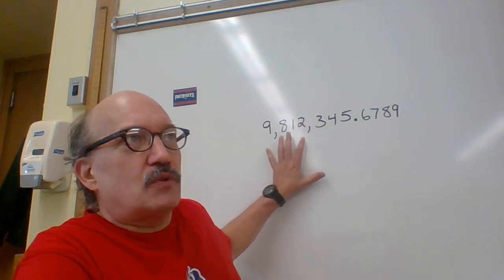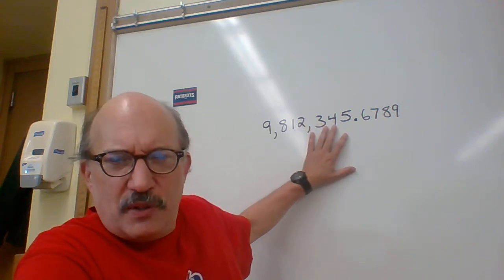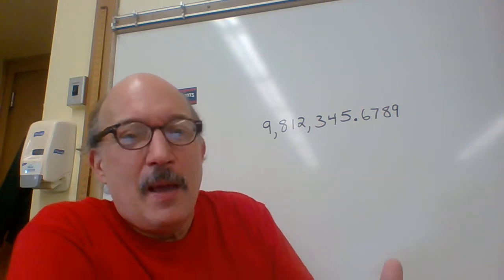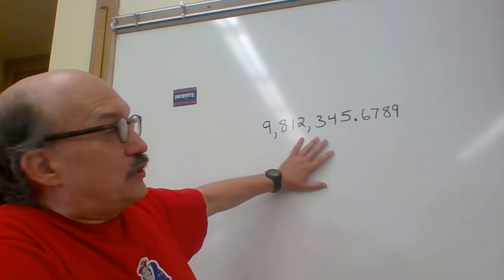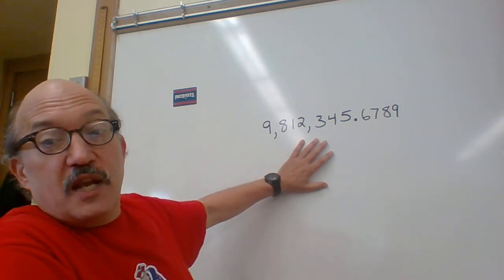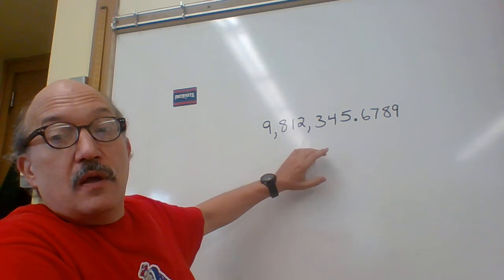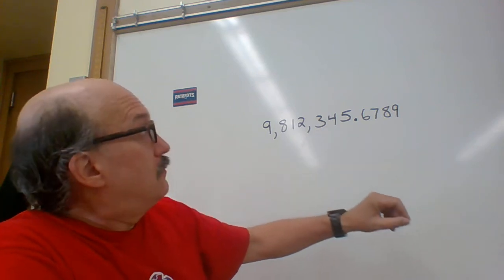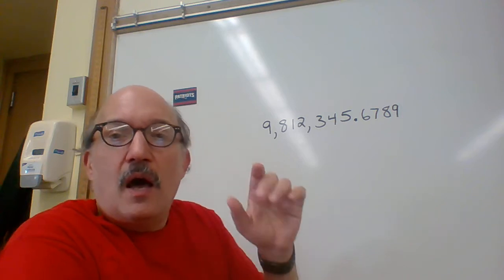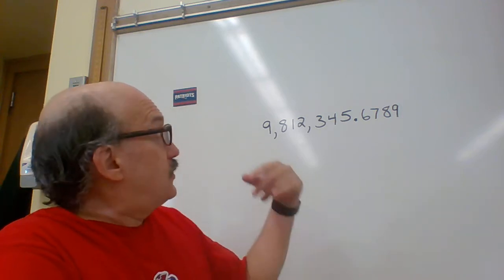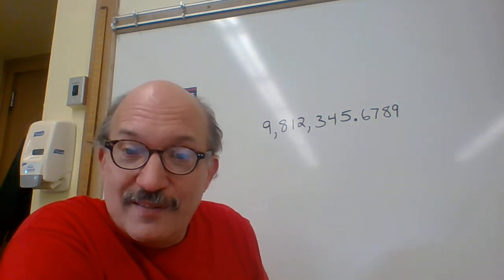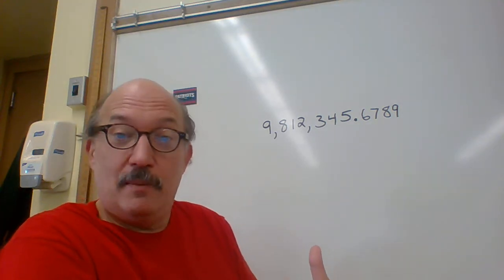So let's just get started with a little bit of a review. I'm going to present something to you and then tell you that you really don't have to be able to do this. This number here, of course, you would read 9,812,345.6789. It's not wrong to call the number that. But you may also know that it's 9,812,345, and it's a mixed number.